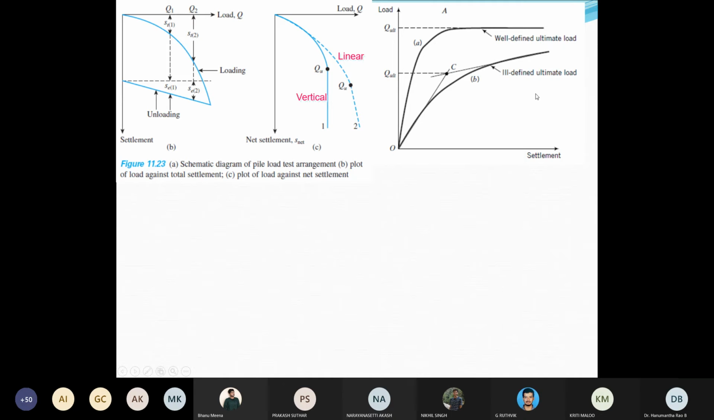But in the case of the ill-defined ultimate load, you should draw two tangents, one to the initial portion and the next to the final portion. Wherever these two tangents intersect, that intersection point can be considered as the ultimate pile capacity.